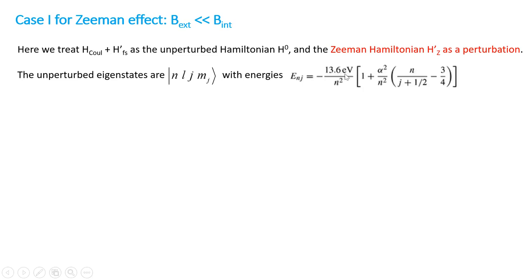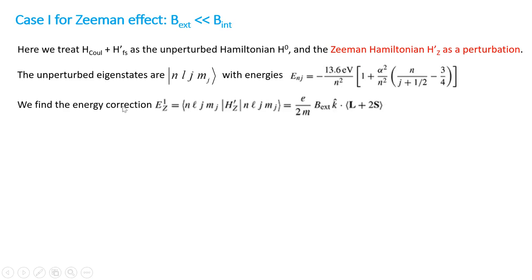It's minus 13.6 eV over n squared. That's the Coulomb energy. And then the rest of this is the fine structure energy, which is just a little bit different, a little bit of a transformation from our fine structure energy before. It includes this alpha, which is the fine structure constant. But anyway, this is the expression for the energy of these unperturbed eigenstates.